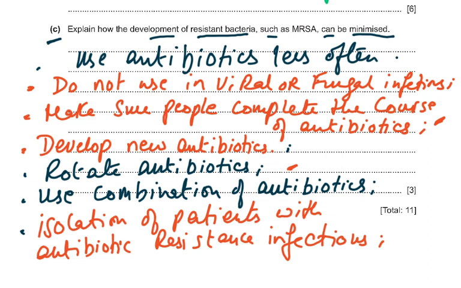Use a combination of antibiotics. Sometimes, like in the disease called tuberculosis, we give 3 antibiotics altogether, and we give them for 9 months. Then isolation of patients with antibiotic resistant infections so that they don't spread it to other people. If they're coughing and spreading it to other people, well, the poor other people are also going to be suffering, and the resistant strains are going to be increasing.